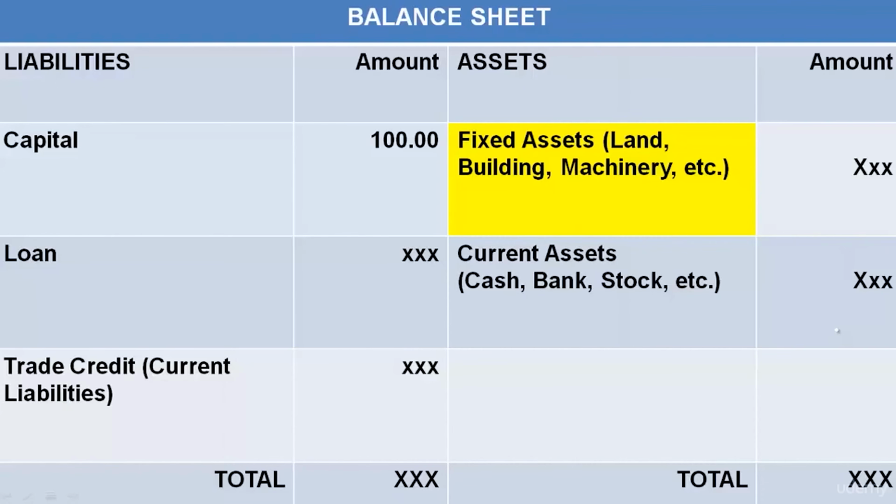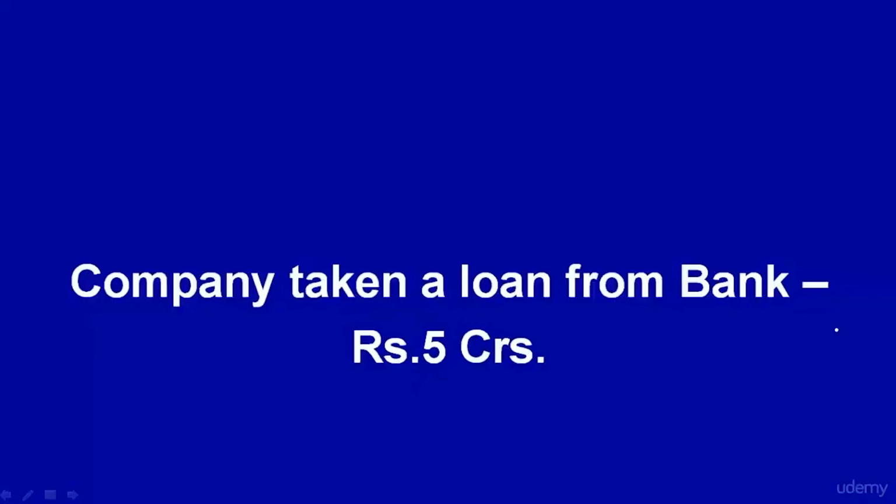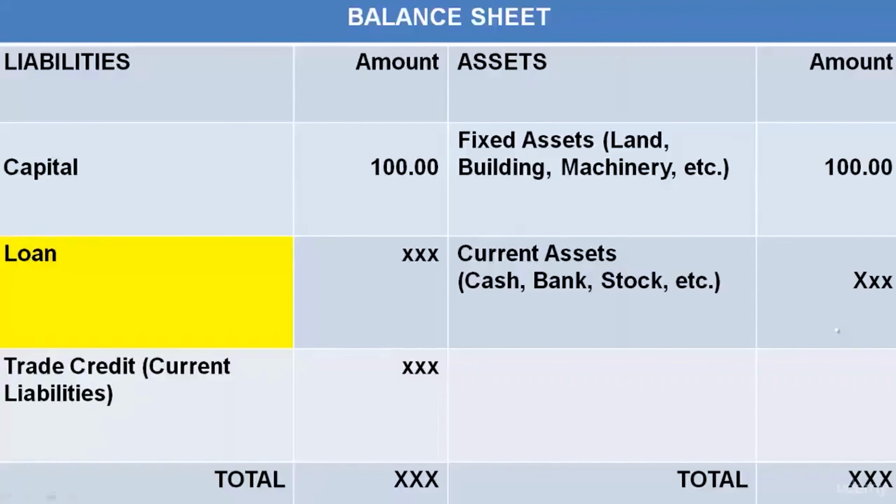Here we have, in the yellow cell, fixed assets, land, and what's the value? 100. So you have a capital of 100. With that capital, you have purchased land and building for 100 crore. Then the company had taken a loan from the bank, rupees 5 crores. So loan is something which has to be repaid as per schedule or at any point of time.